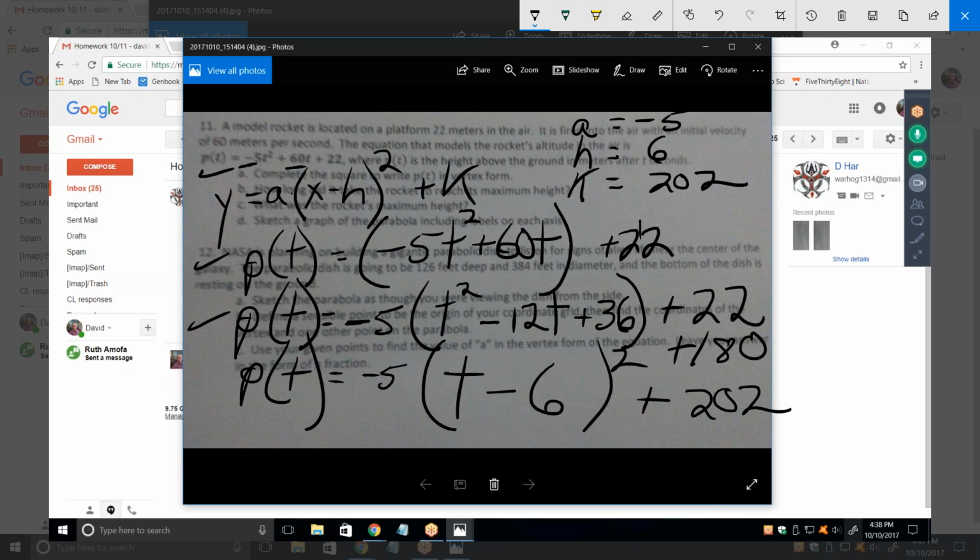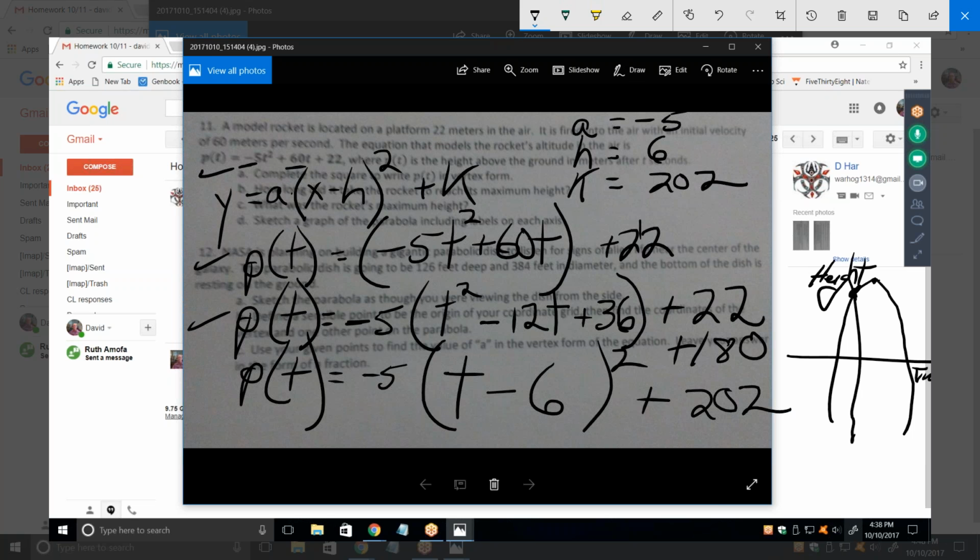Okay. Sketch a graph of the parabola and label its axes. Well, I'm going to do that real simple over here. My vertex is at 6, 202, somewhere like that, obviously going like that. That's time. That's height. And that's the common thing on all of these problems about projectile motion or rockets being fired into the air. It's always height vertically, time horizontally.